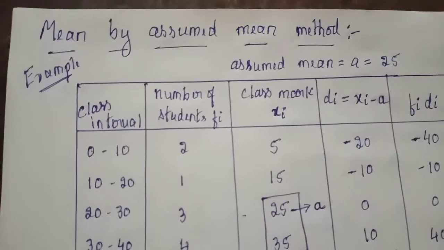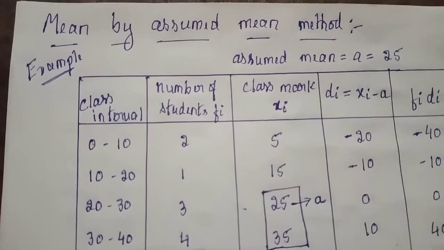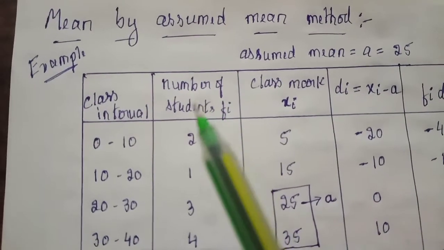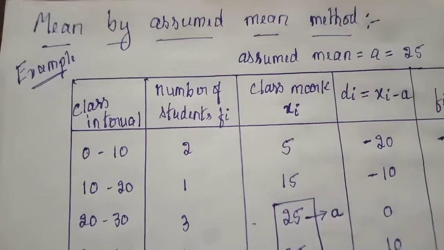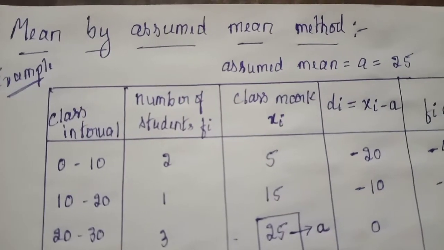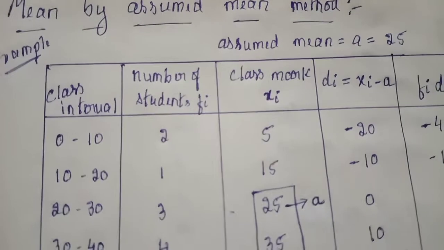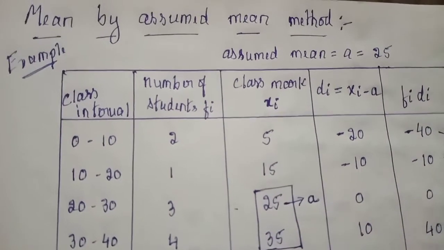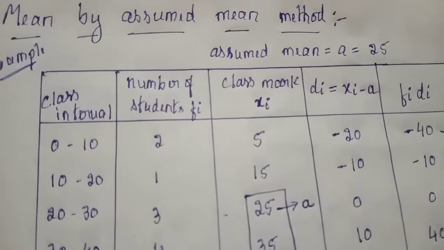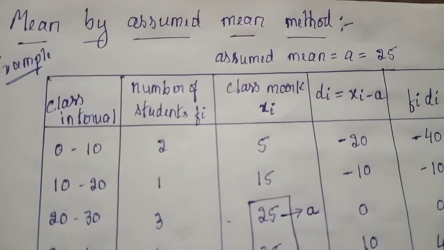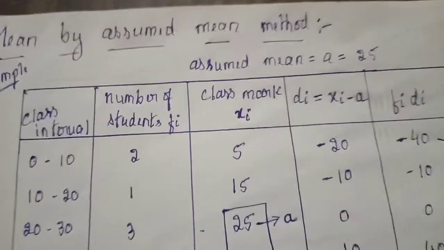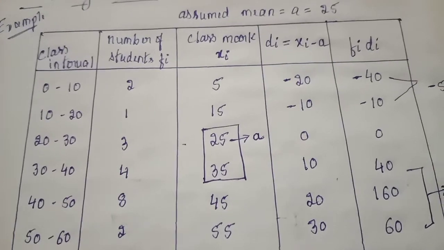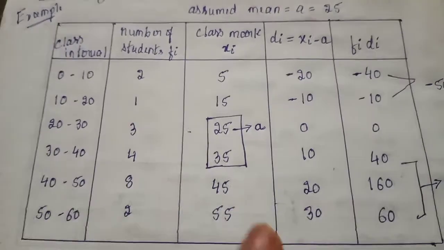Now let us move to another method of finding the mean, called the assumed mean method. The first method was mean by the direct method. Now I am explaining mean by the assumed mean method. I am taking the same example I took before. These two columns are the question, and we have to continue to find the mean by the assumed mean method. You can see here, these are the class intervals, the second column is the number of students, and the third column is the class mark.